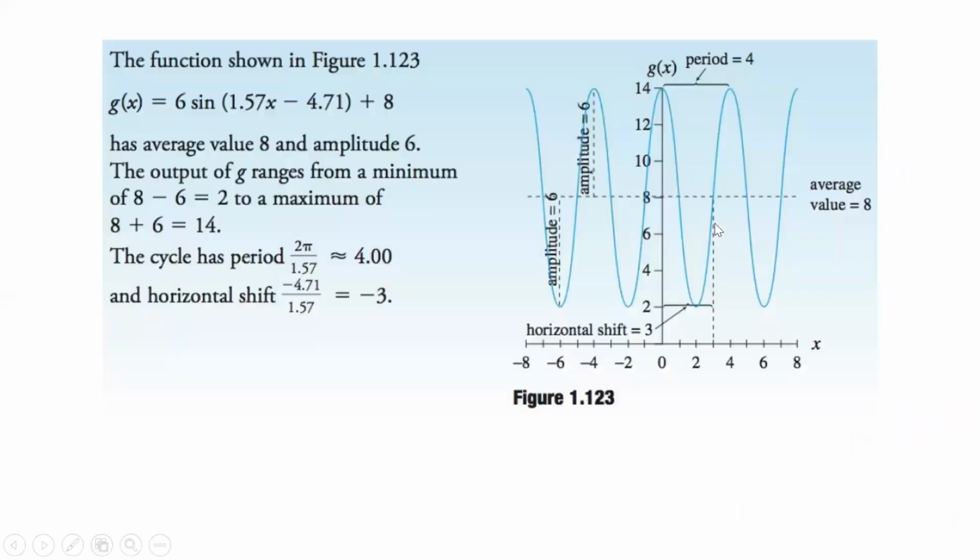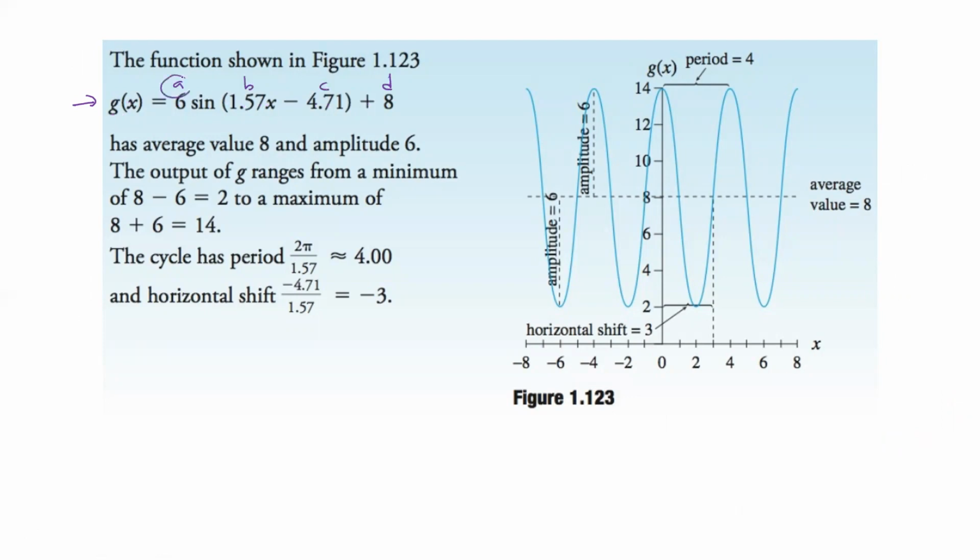So here's a kind of a quick example we can look at to see the different things. What we're given is this function, g of x equals 6 sine of (1.57x minus 4.71), plus 8. So we know that this is d, this is a, this is b, and this is c.